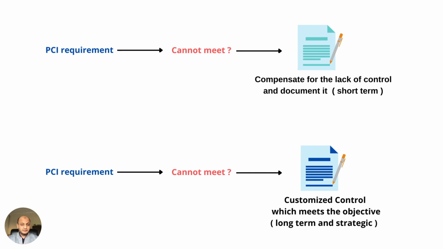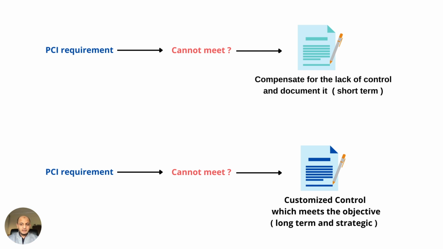So this is how it is. Previously, you had a PCI requirement, you could not meet it. Okay, you made a compensating control and you would write down, okay, this is the reason I could not do it. And you could document that in the compensating control worksheet. So in PCI 4, this option still exists, but there is a new option for customized control.